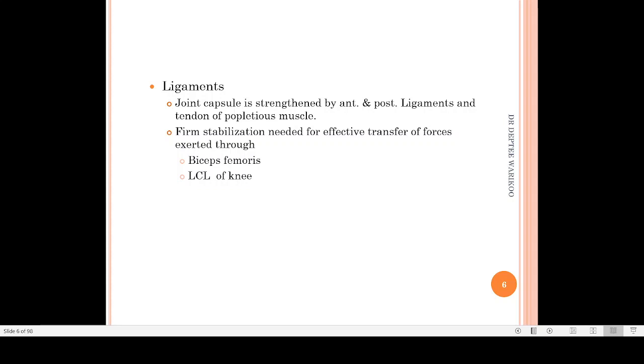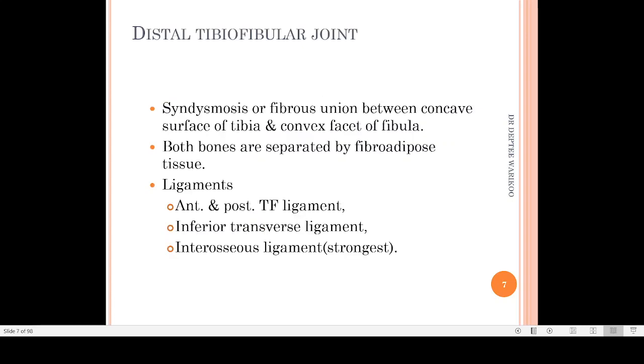There is firm stabilization needed for effective transfer of forces exerted through the muscles like biceps femoris and the lateral collateral ligament of the knee. Then we have the distal tibiofibular joint, which works along with your talocrural joint. So this is the syndesmosis or fibrous union between the concave surface of tibia and convex facet of fibula. Both the bones are separated by fibroadipose tissues.